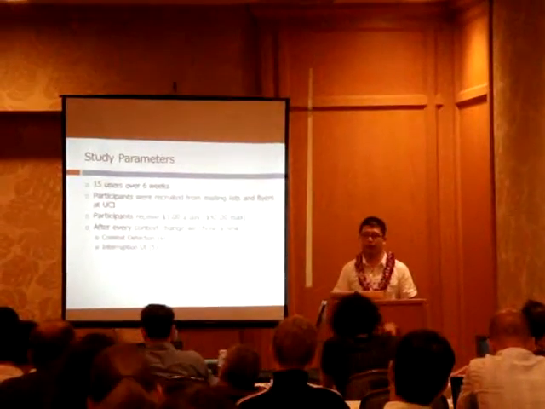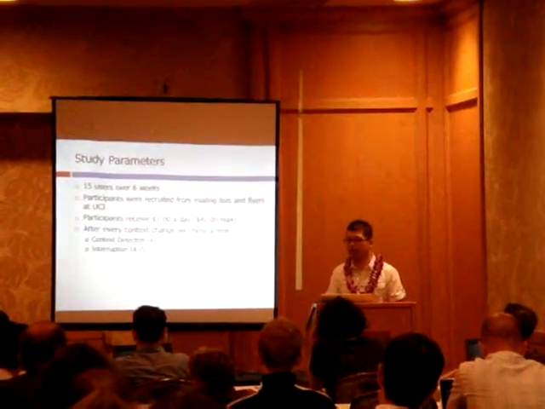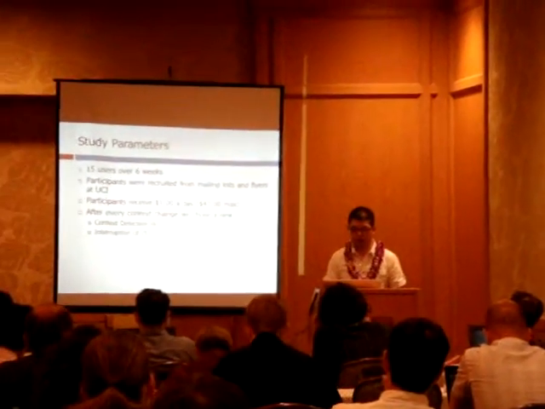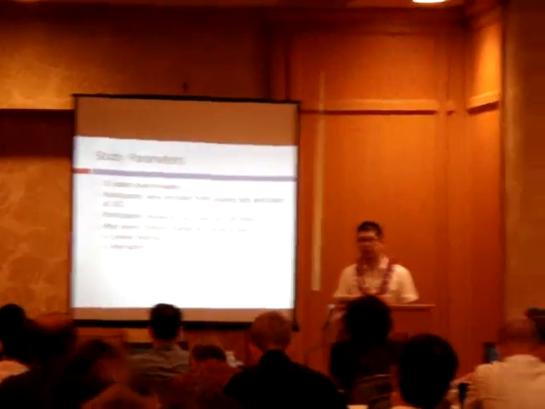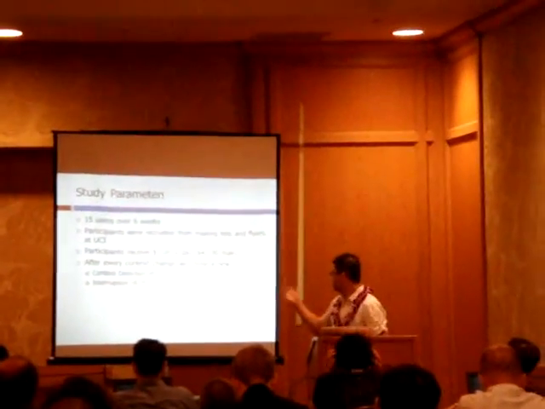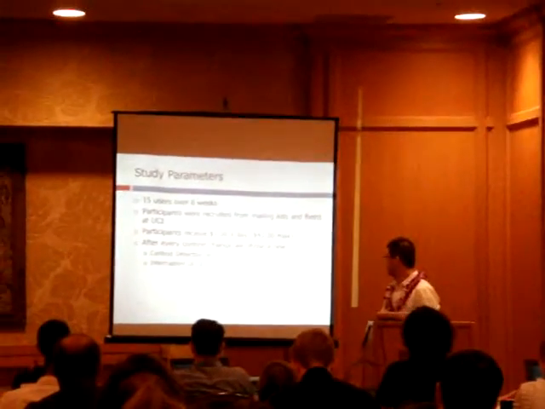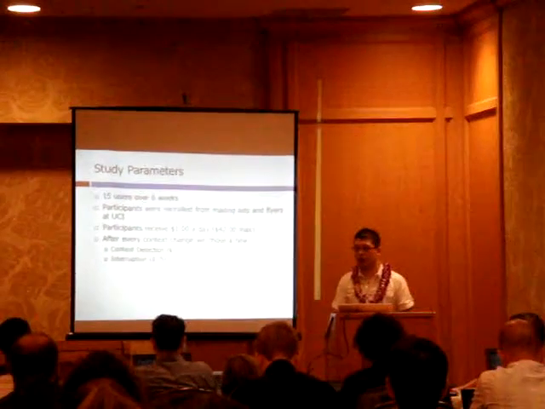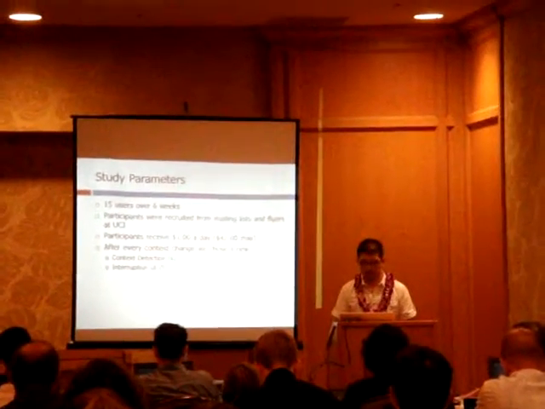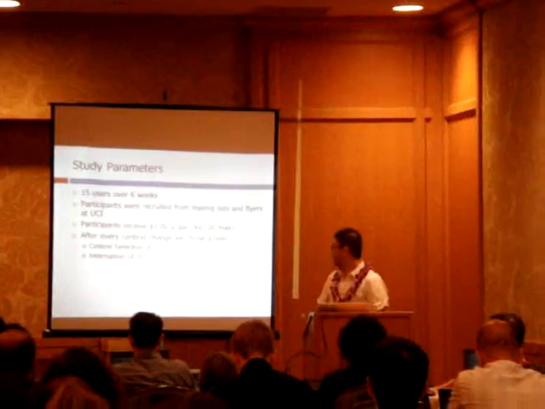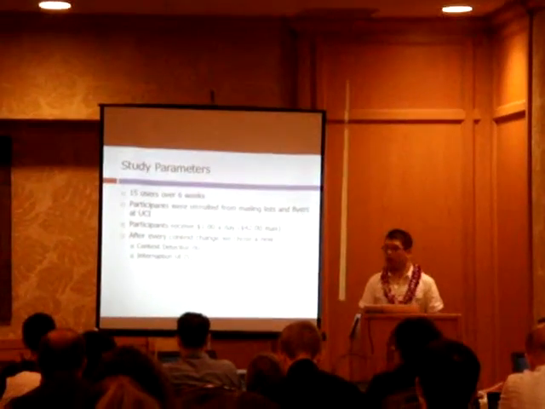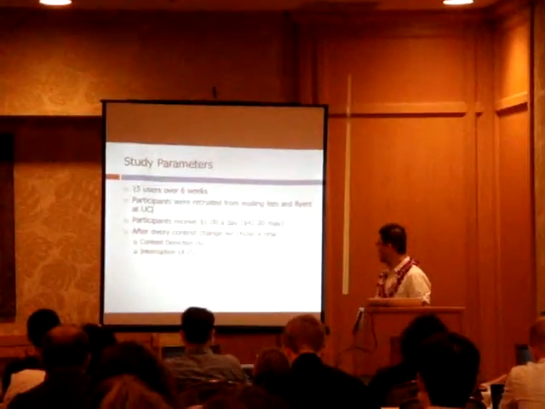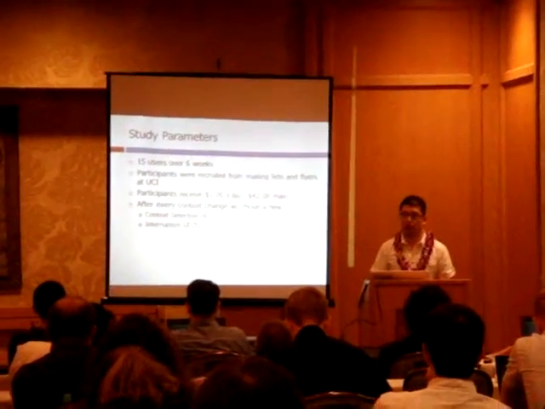In our study, we recruited 15 users, and we studied them over a 6-week period. The participants were recruited from our mailing list and flyers around UCI. And the participants were given $1 a day for up to $42 for 6 weeks of their compensation. The way we conducted our study was the users would install pneumatic IM on their computer, hook it up to their Skype, Facebook, and Twitter. And after every context change, we would choose at random a pair of our 6 context detection algorithms and of the 5 interruption UIs.